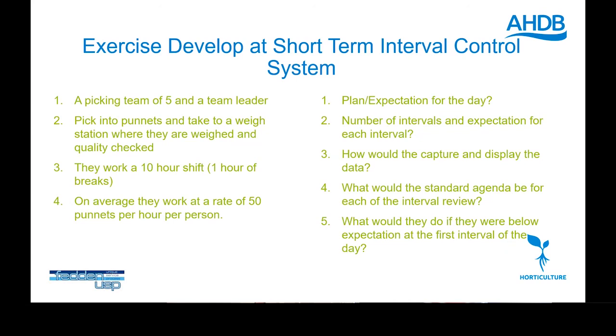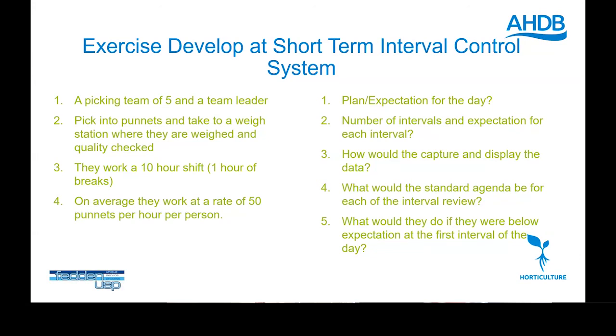I have no idea whether that's reasonable or unreasonable. I'm just making these numbers up. So 50 punnets per hour per person. So my questions on the right hand side are, what are the plan expectations for the day? So that's just a bit of maths. How many intervals might you do? And the expectation for the intervals.